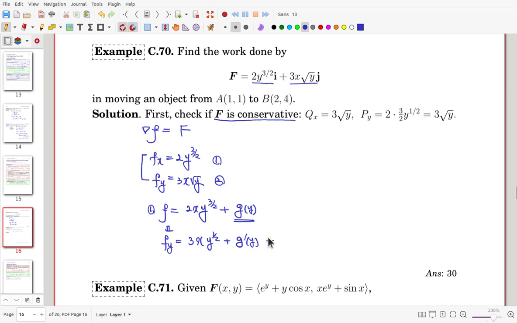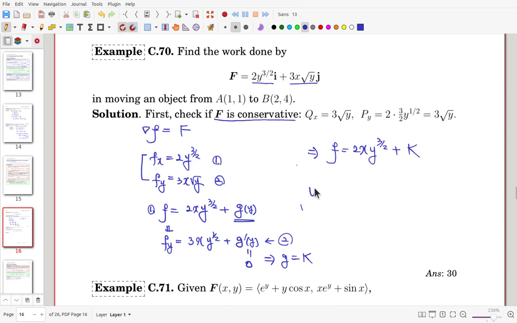Now we compare this one with the second equation. Then these two terms are the same. So that means g prime y must be 0 as a function of y. Now its derivative is 0, which means that g must be a real constant. So we conclude here the potential F is 2x times y to the 3/2 plus a constant.